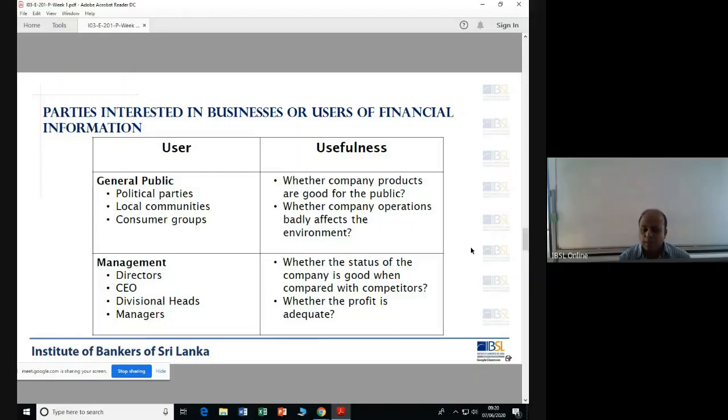And more importantly, as I told you earlier, companies are mostly profit motive. So the people listed here as management are very much concerned whether the profit is adequate. If you are not making adequate profit, then this company is going to get into trouble in the near future, which we call, you have to make sustainable profits. Please make a note of that term, sustainable profits.